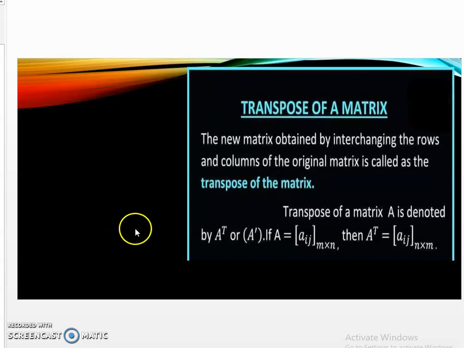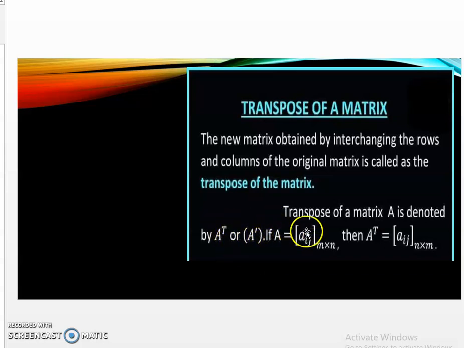What is a transpose of a matrix? The new matrix obtained by interchanging the rows and columns of the original matrix is called the transpose of the matrix. The transpose of a matrix A is denoted by A^T, A power T. We call it A transpose or A prime. If you can't put T there, just put prime.